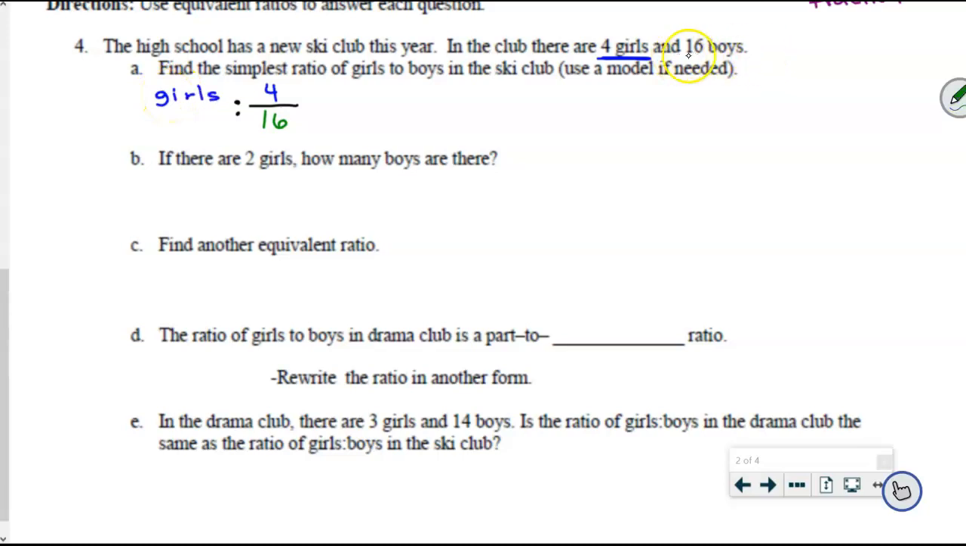The 16 represented the boys. So I'm including the labels, and I'm lazy, so I'm including them here at the beginning and just saying, hey, all of this stuff up here is going to represent the girls. All of this stuff down here is going to represent boys.